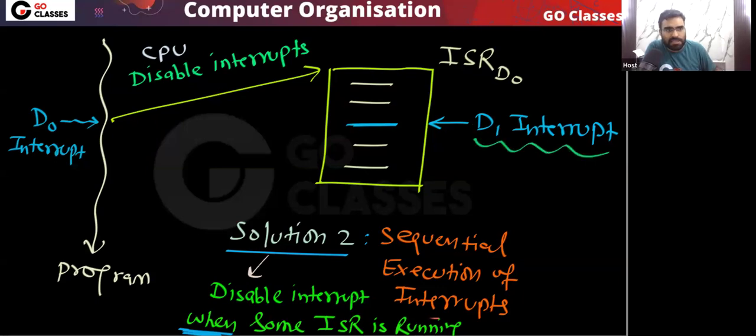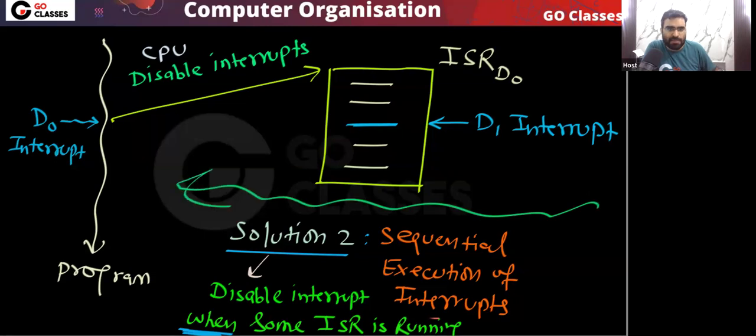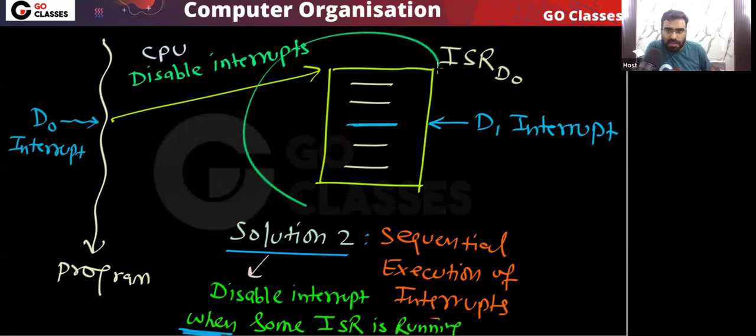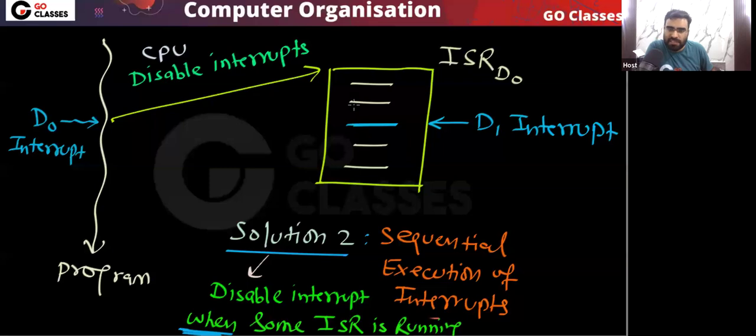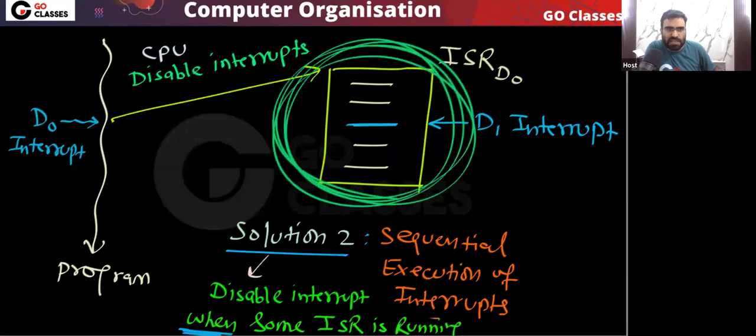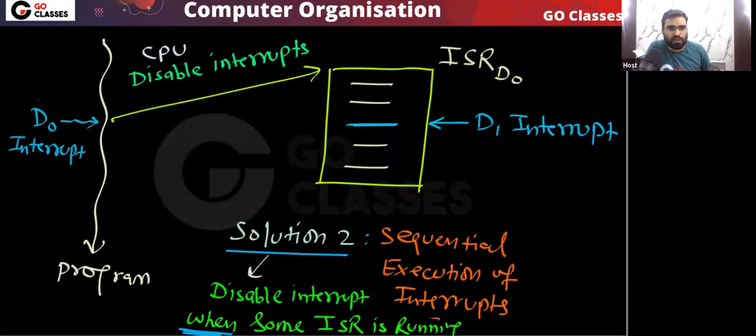Is an interrupt possible? Yes, it is possible. For example, let's assume some IO device is sending the interrupt. That is possible, but the CPU will not check the interrupt request pin. So before executing this ISR, the CPU disables the interrupt, which simply means that during the execution of this ISR, the CPU will not check for the interrupt.